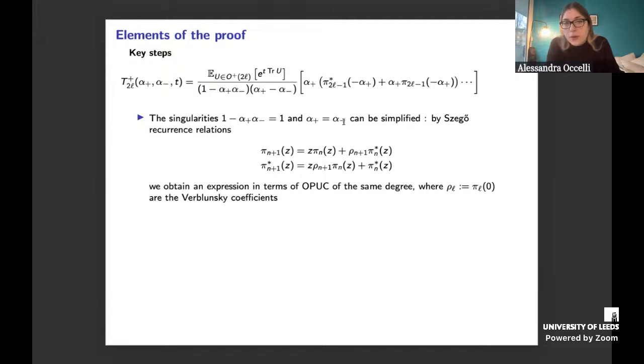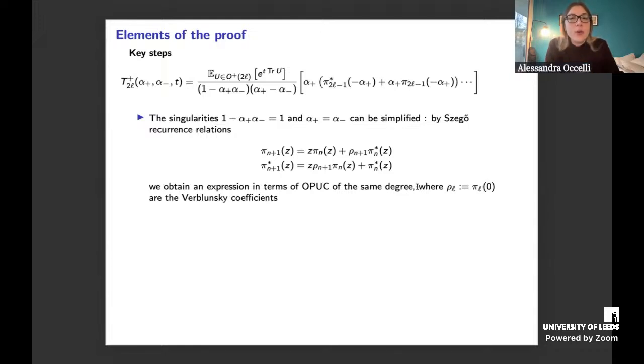For the second singularity, alpha plus minus alpha minus, it is possible to use a recurrence relation for orthogonal polynomials on the unit circle of higher degree in terms of orthogonal polynomials of lower degrees. And you can algebraically get rid of this singularity. But then you're still left with the singularity alpha plus alpha minus equal 1.